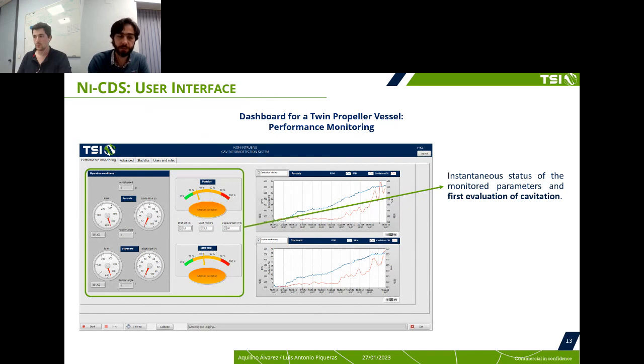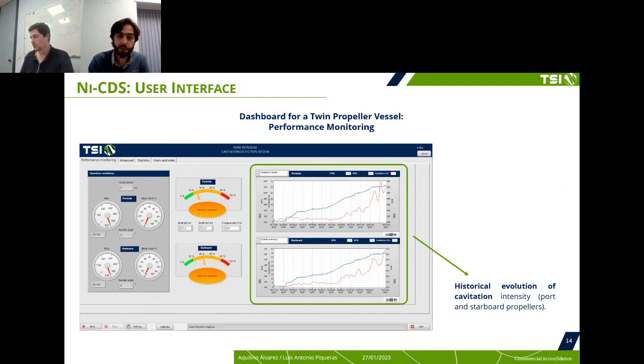So you can see that, on the one hand, we are recording data from the shaft and the propeller pitch, and then this data is compared to what we have called the cavitation index, which is shown in the red line of the graphs on the right side. Go to next, please.